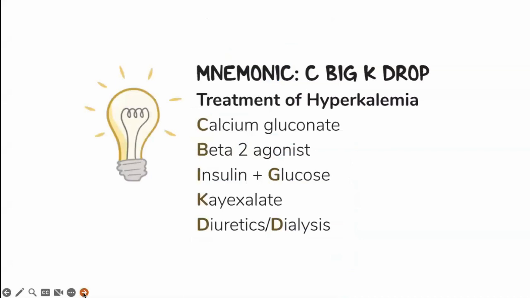So C is for calcium gluconate, B is for your beta-2 agonist, so your salbutamol, insulin and glucose, like we explained, your K-oxalate as an adjunct, and then drop is for your diuretics and dialysis. Mnemonics are great, but it is difficult to remember all of the different mnemonics.